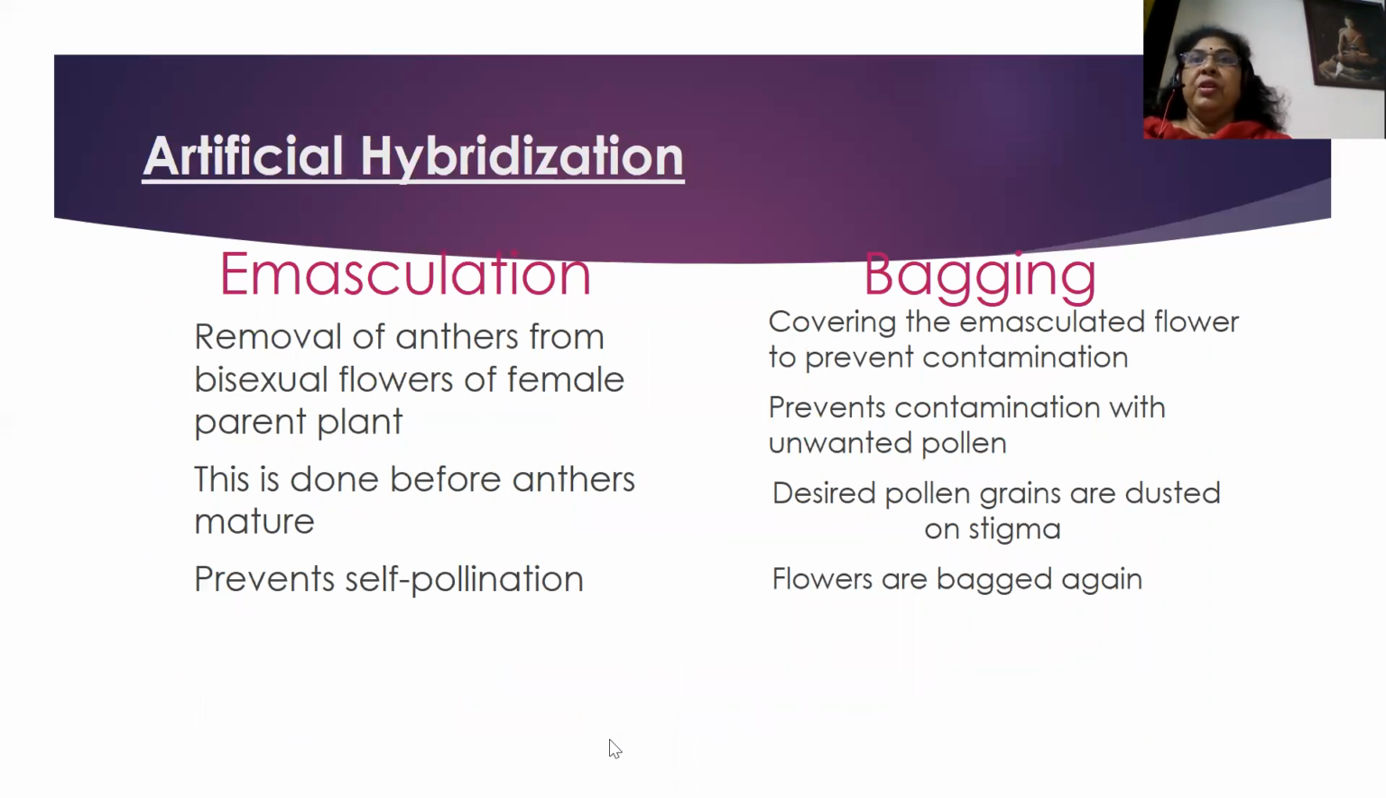Talking about artificial hybridization, it has two processes to follow. One is emasculation, another is bagging. Emasculation is removal of anthers from the bisexual flowers, and then you have to bag the flowers. You have to cover the flowers with polythene sheets so that unwanted pollen grains do not reach them. If it's only a female flower, then no emasculation is required.